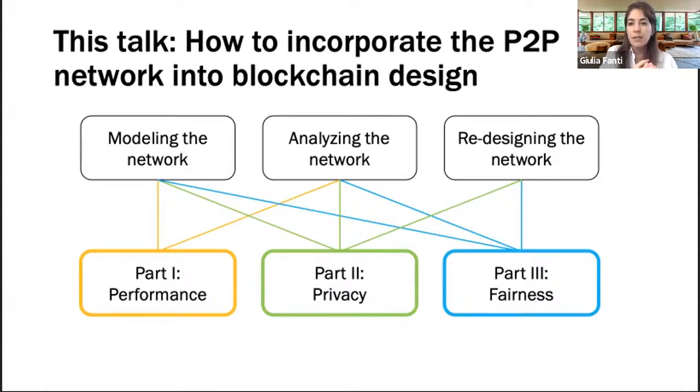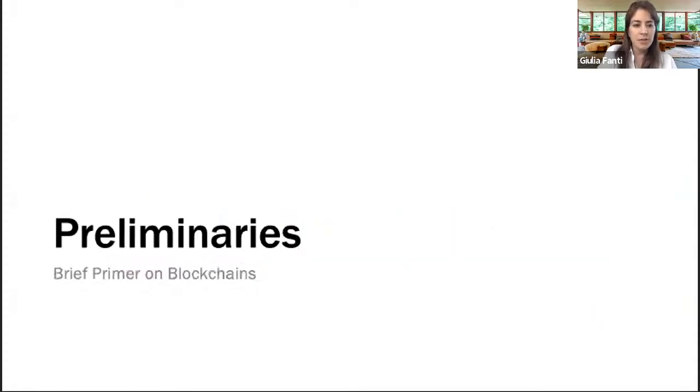And for all of these, we want to talk about different ways in which we can incorporate knowledge of the peer-to-peer network. So at the most basic level, this involves just modeling what the network is doing and analyzing how that affects the downstream algorithms. And on top of that, we can also think about how we actually redesign the peer-to-peer network to better support these downstream properties that we want to enforce. Okay, so I'll show a couple of examples of how to do this in various areas. So I want to start with a brief primer on how blockchains work.